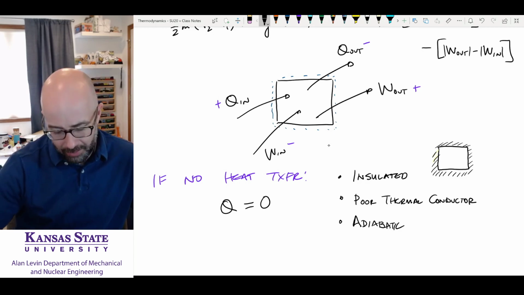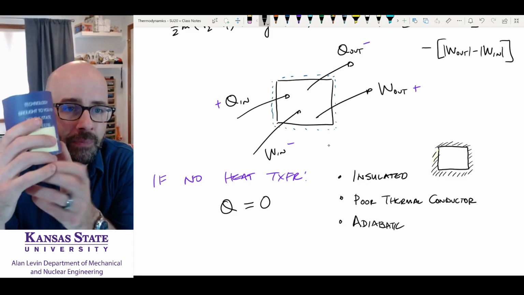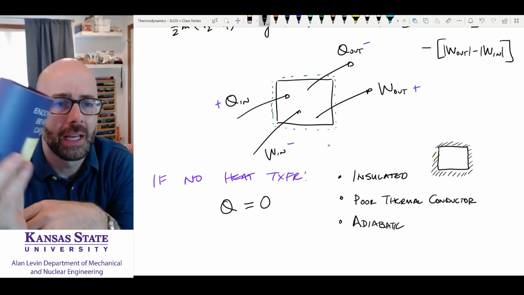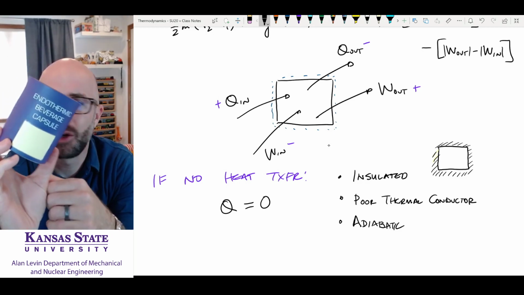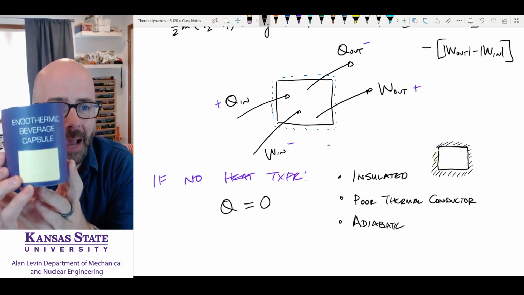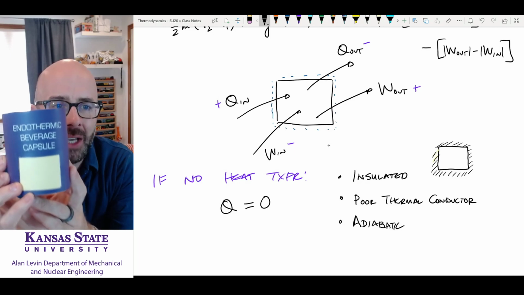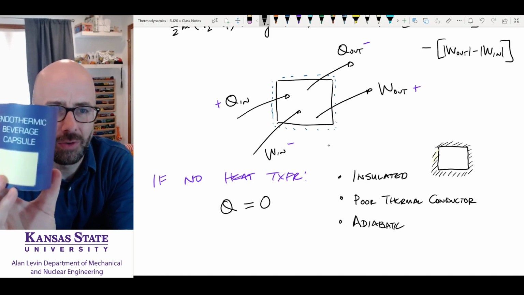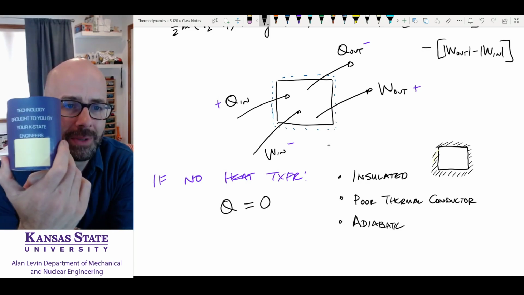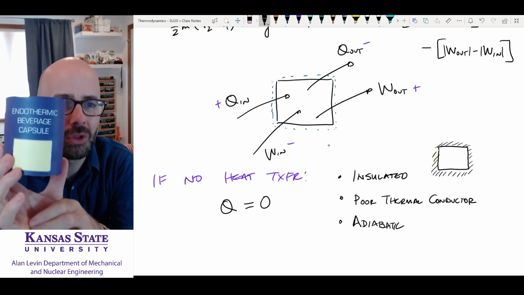This is the point in time where I'm going to bring up to you this thing. This is a koozie that was given to me when I first started teaching at K-State. You put it around your cold beverage. It's supposed to keep your beverage cool, okay? And they put on this endothermic beverage capsule. I think I paid $10 for this. And you can see I have little yellow sticky notes because I've blocked off the names of the organization that was selling this. Endothermic beverage capsule.